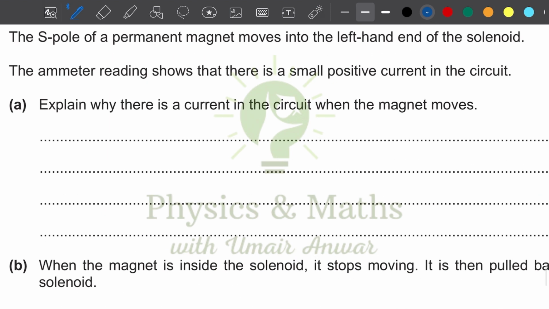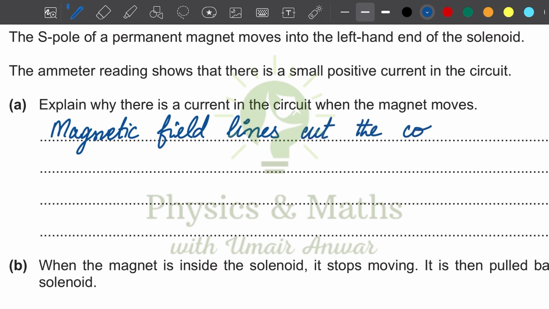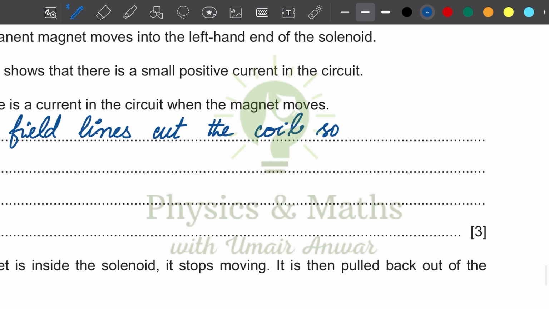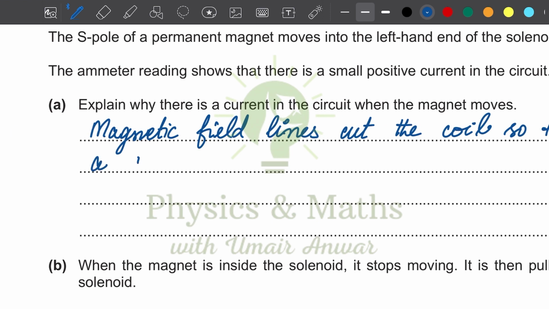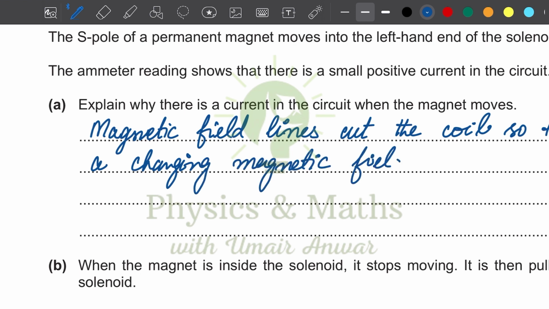So the reason is because of the movement of the magnet, magnetic field lines cut the coil. So there is a changing magnetic field in the solenoid.